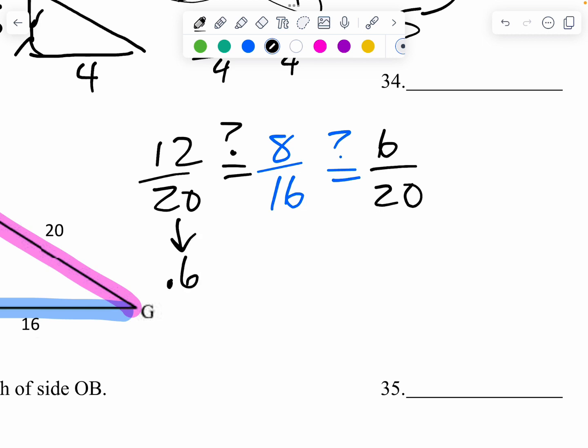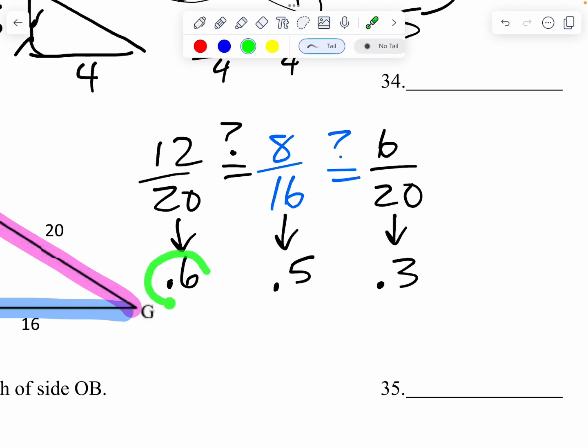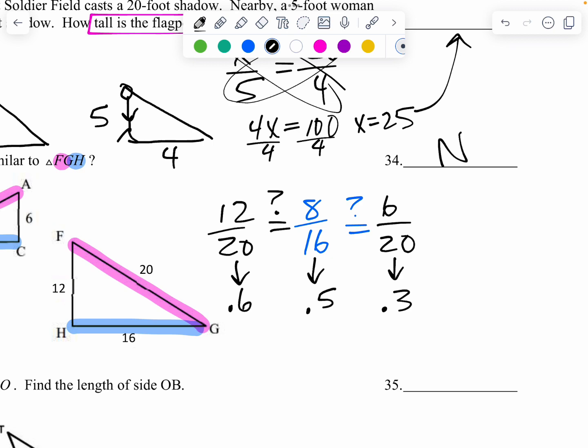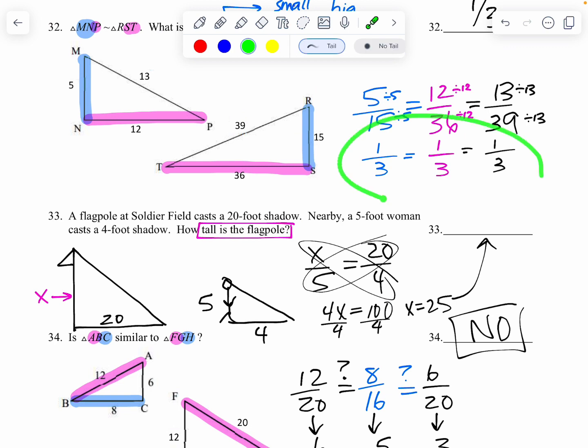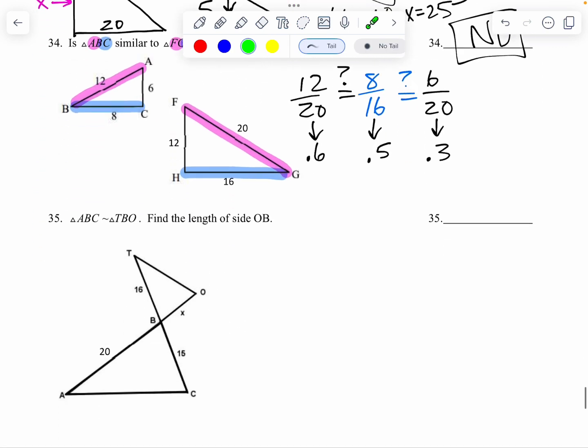You can actually check it in your calculator if you want to. 8 divided by 16, that's 0.5. And 6 divided by 20 is 0.3. Are those equal? Is this equal to this, equal to this? And since the answer is no, we are going to say no. If they all reduce to the same exact number, like this, then the answer would be yes. Okay. How about number 35?